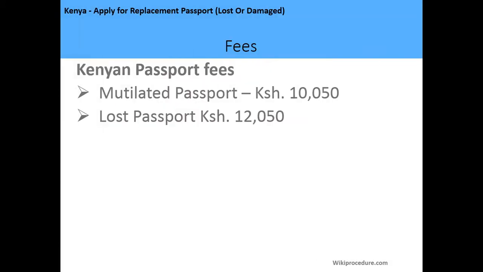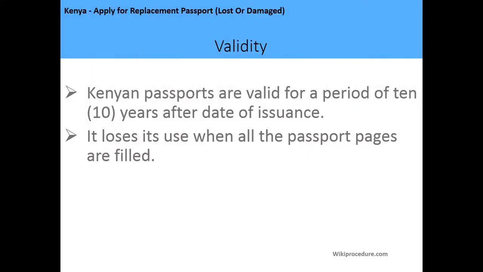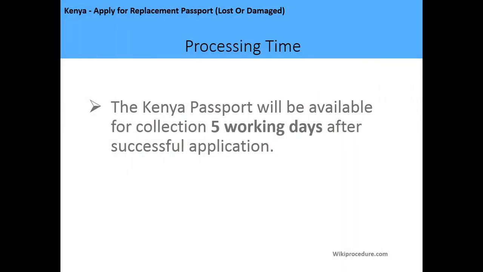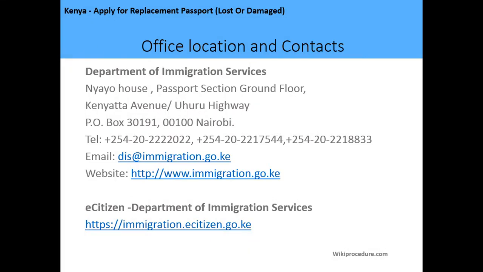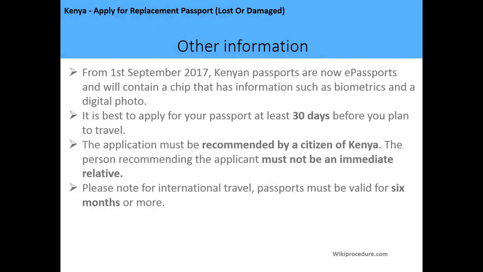The fees are as follows. Damaged or mutilated passport is 10,050. For a lost passport it is 12,050 Kenya shillings. The validity period of the passport is 10 years after the date of issuance, but it can lose its validity when the passport pages are filled. Processing time, as mentioned, is 5 days. The offices are at Nyayo House in Nairobi, Uhuru na Kazi in Mombasa, and the PC's office in Kisumu.